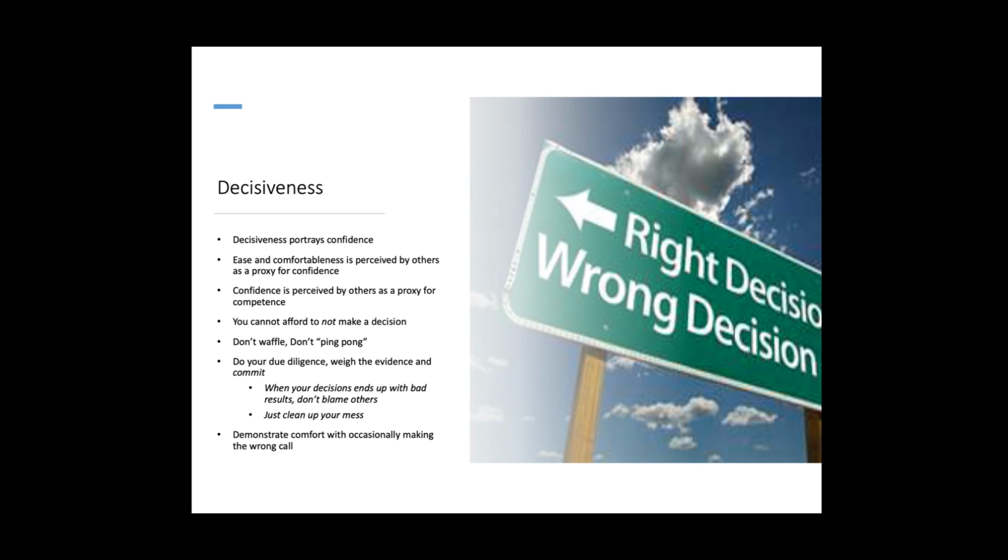When your decisions end up with bad results, don't blame others. Nobody likes to work with someone who blames others when things go wrong. Own it, take responsibility, be accountable for the results of a poor decision you made or a not so poor decision that just ended up with bad results, and clean up the mess. You're called to clean up the mess and you move on. And quite frankly, if you can demonstrate comfort with occasionally making the wrong call, it takes the pressure off everyone. It allows them the latitude, the clearance, that occasionally they're okay making the wrong call as well. It just means they're human. It just means we're all human. We will occasionally make the wrong decision. Just take ownership for it and clean up the mess.